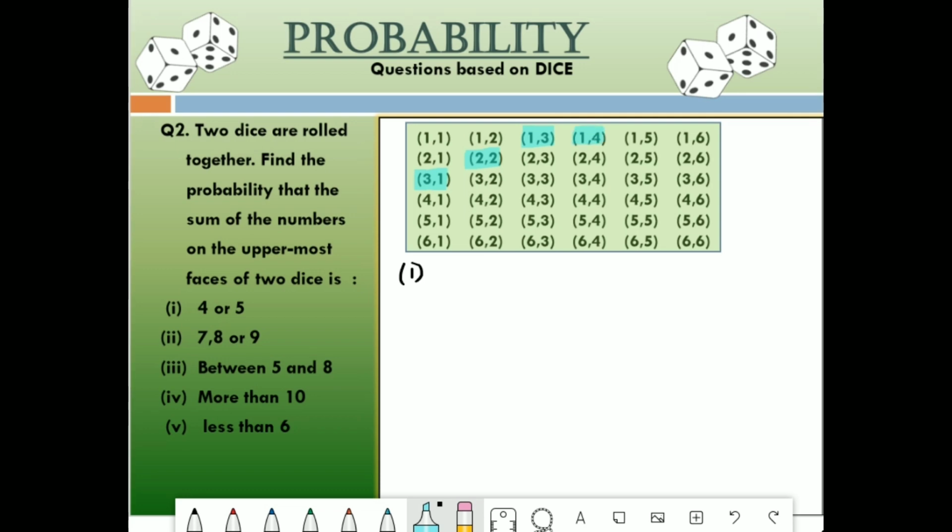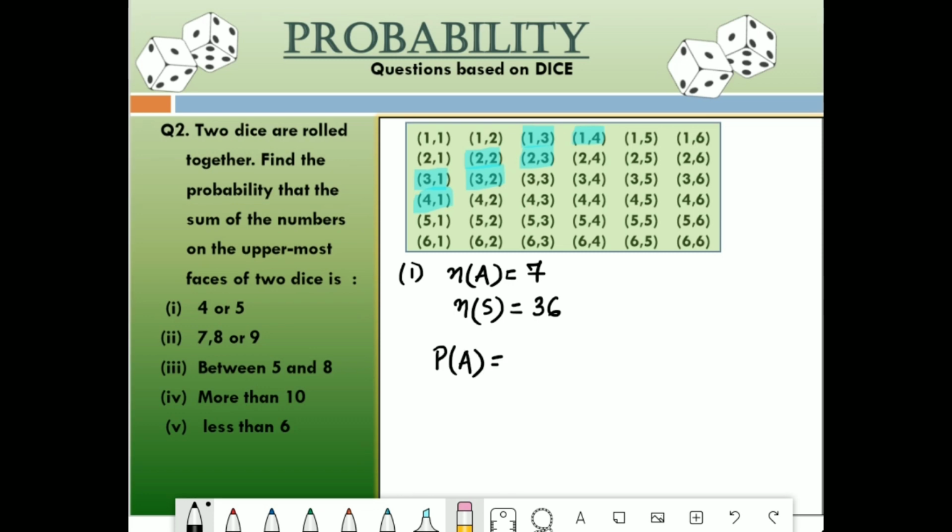4 plus 1 is 5. So in diagonal also the sum will remain same. In this case we have favorable cases. Number of favorable cases equals 1, 2, 3, 4, 5, 6 and 7. So total number of favorable cases equals 7, and total number of all possible outcomes is equal to 36.